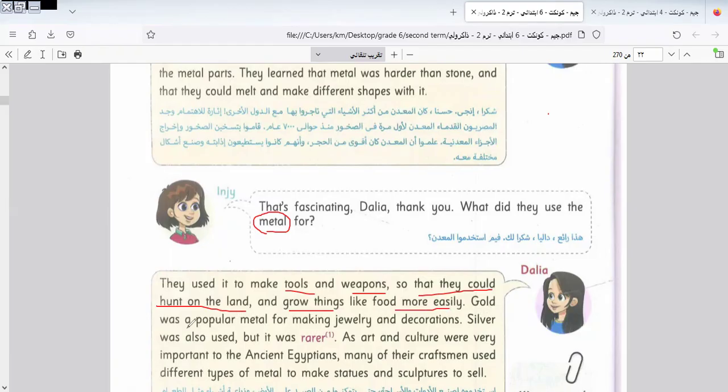Gold was a popular metal for making jewelry and decorations. Silver was also used, but it was rare. As art and culture were very important to the ancient Egyptians, many craftsmen used different types of metal to make statues and sculptures. Let's go to another one here.